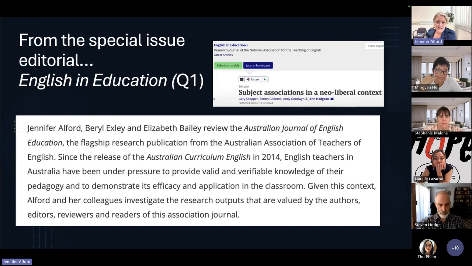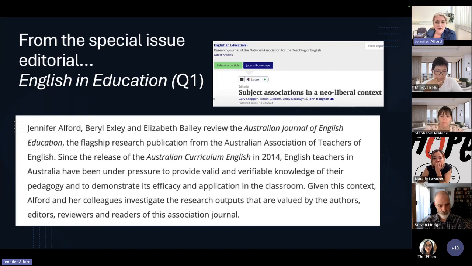Now, the AATE is very active. It's got a very large membership across Australia, and it has chapters in each state. Very active in the English teaching space. And the journal, it used to be called, oh gosh, I can't even remember what the original name of it was. English in Australia. It's now called Australian Journal of English Education, or AJEE.